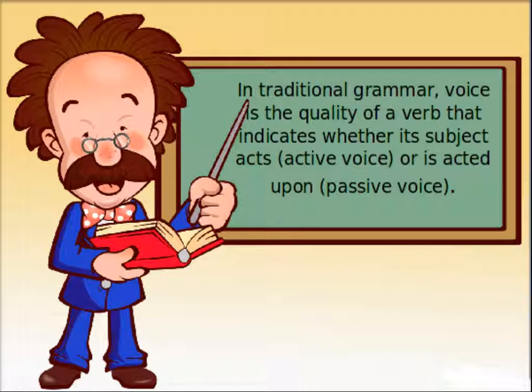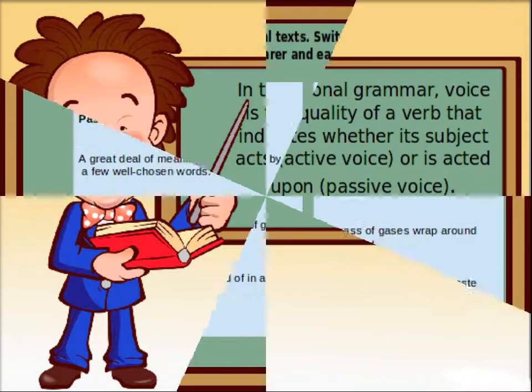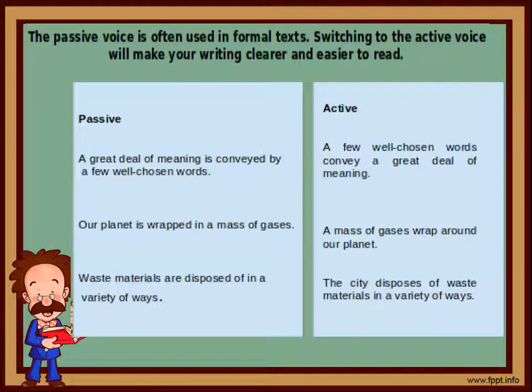Grammatical voice. In traditional grammar, voice is the quality of a verb that indicates whether its subject acts, active voice, or is acted upon, passive voice. The passive voice is often used in formal text. Switching to the active voice will make your writing clearer and easier to read. Passive: a great deal of meaning is conveyed by a few well-chosen words. Active: a few well-chosen words convey a great deal of meaning.